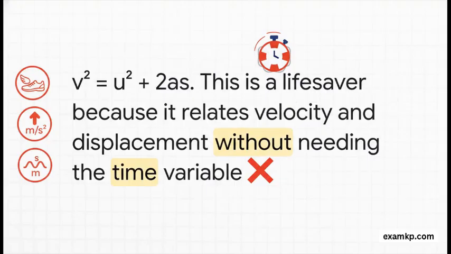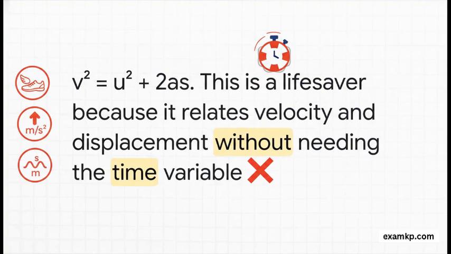And this brings us to our third and final core equation. v² = u² + 2as. You know, this one is a real lifesaver in exams. Why? Because it's the only one that connects velocity and distance without needing the time variable t. So, if a question doesn't give you the time or ask you to find it, this is almost certainly the equation you need to use.